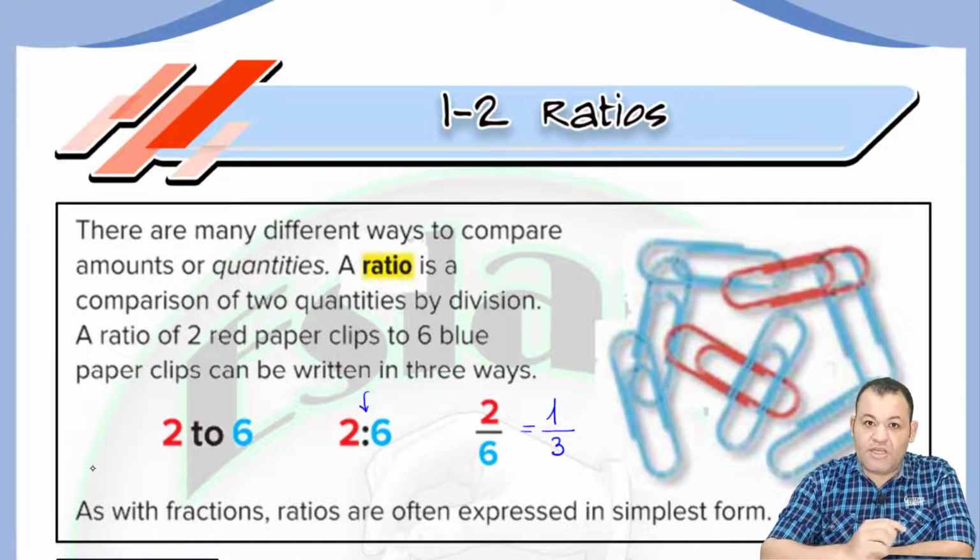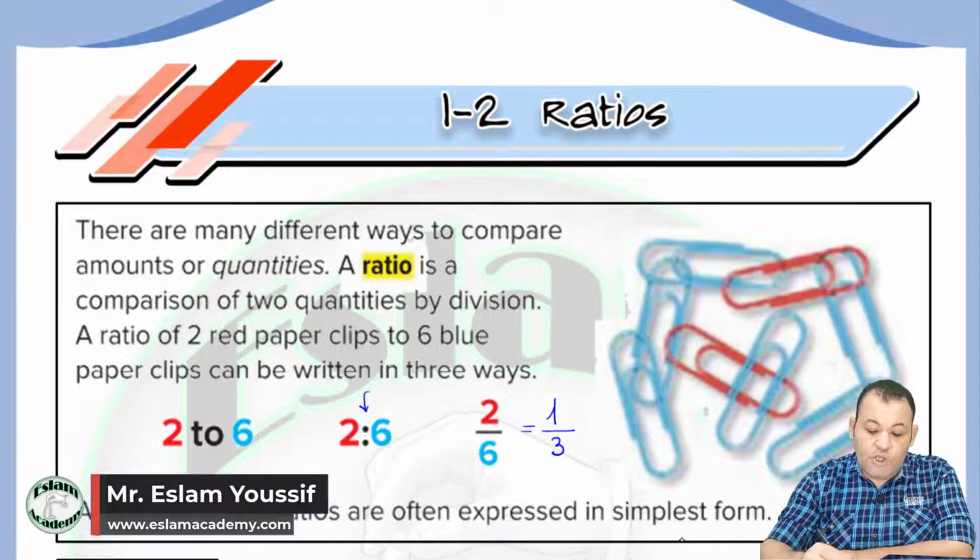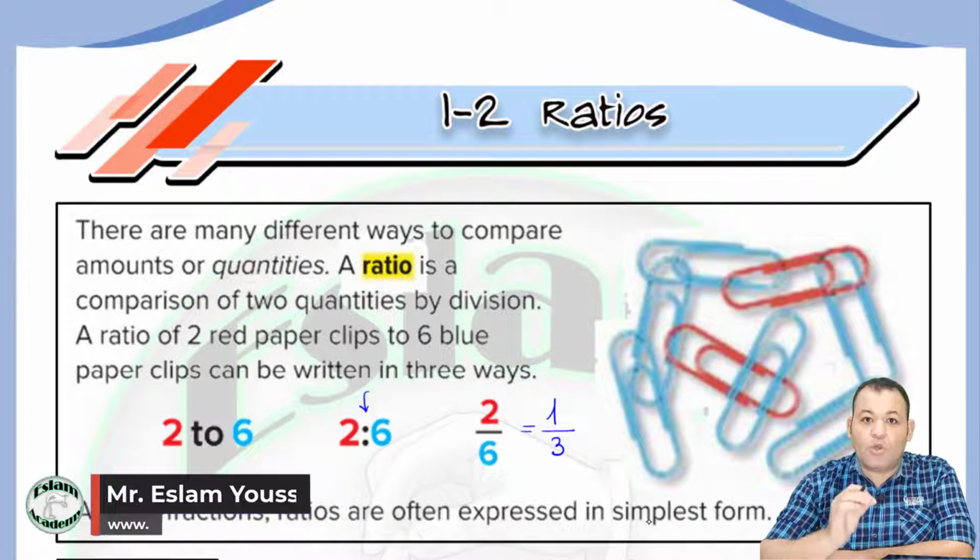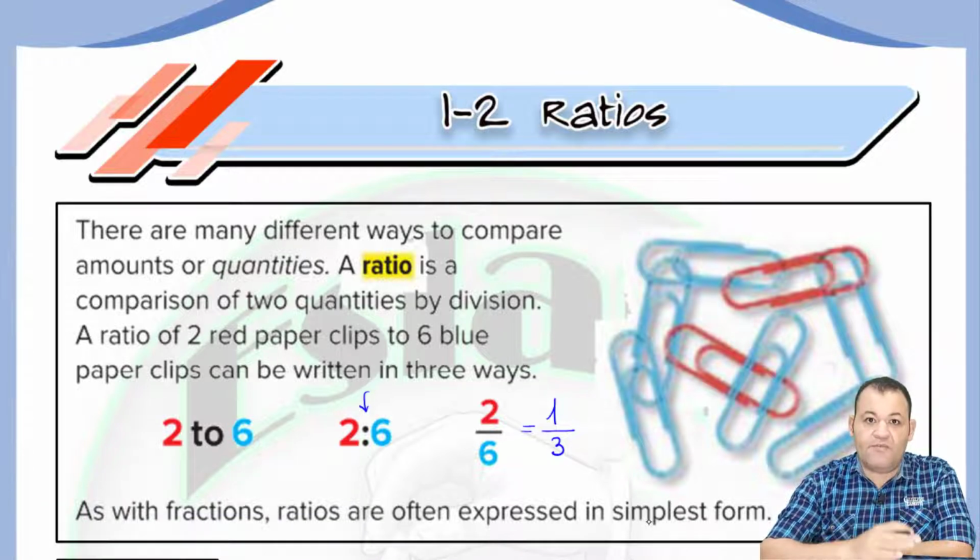Again, how can we write the ratio? We can write the ratio as 2 to 6, or 2 to 6 by this way, or 2 to 6 as a fraction. Because it's written as a fraction, you must write it in the simplest form. The ratio is comparing between two quantities by division. They must have the same type and the same unit. We compare the length to the length, number of elements to number of elements, the price to the price.